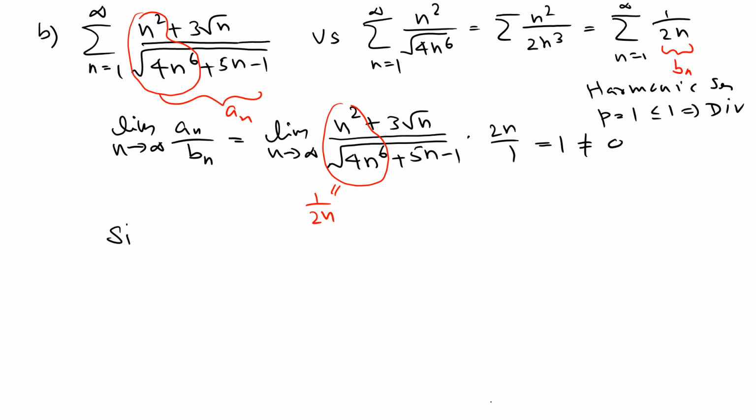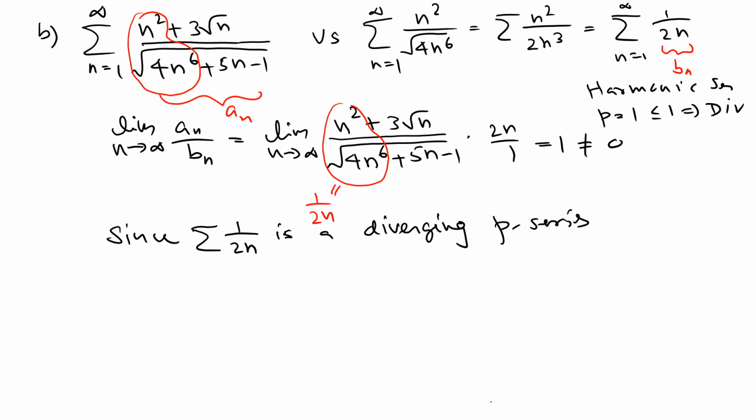So you can say since sigma 1 over 2n, and 2 is a constant so don't worry about that, is a diverging p series, or you can say harmonic series, diverging harmonic series. Okay, but for a diverging p series, when you say p series you have to say the p value, so p equals 1, which is less than or equal to 1.